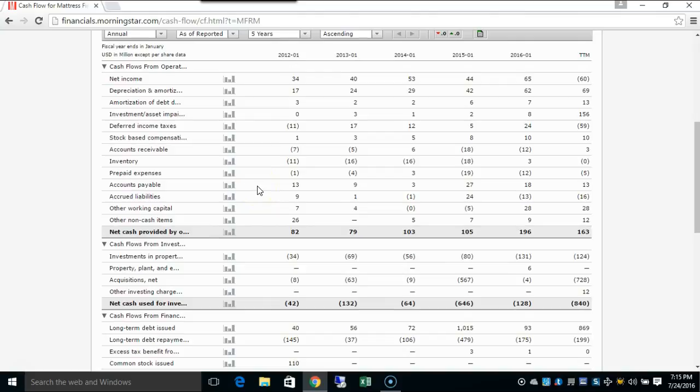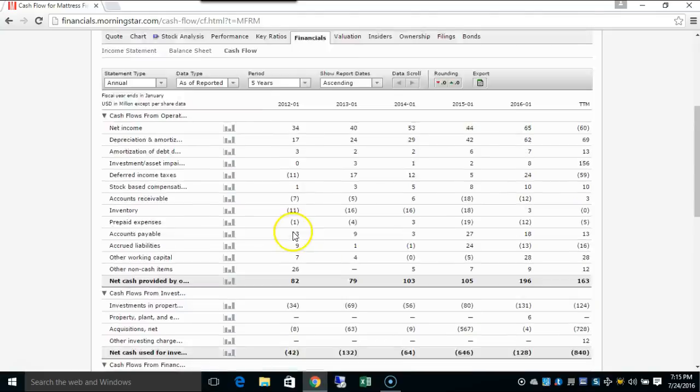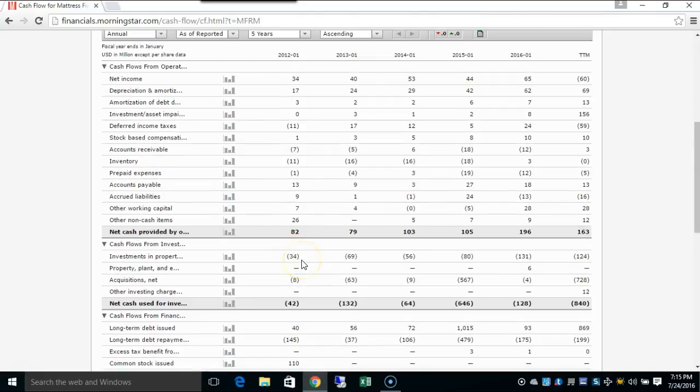So net income plus adjustments to net income plus changes in working capital, meaning changes in our current assets and our liabilities up or down, gives us a total of net cash provided by operations. So this company's operations, the furniture business, generated $82 million in cash flow from operations.